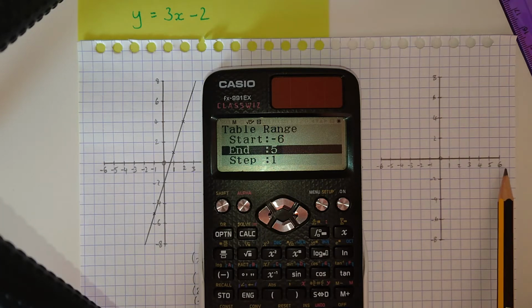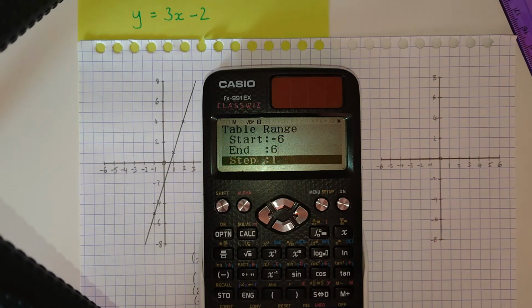And it finishes up at positive 6, so positive 6 equals, and step size of 1 is ideal. This is going up in 1s, isn't it? It goes from 1 to 2 to 3 to 4. It doesn't jump up in 2s or anything, it jumps up in 1s. That's what it means by step size. So I press equals, and what it's given me is a table.